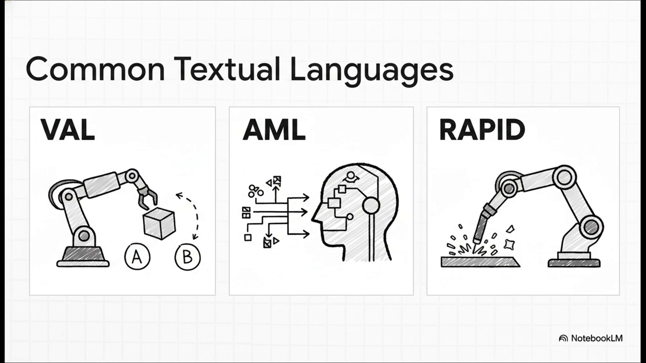Okay, let's look at a few of the big names you'll run into. First, there's VAL. It's one of the originals, really known for its simple syntax for just moving from one point to another. Then you've got something like AML, which is a much more powerful, high-level language, great for handling tricky data. And a more modern example is Rapid from ABB. It's a real workhorse out there for things like welding and assembly.